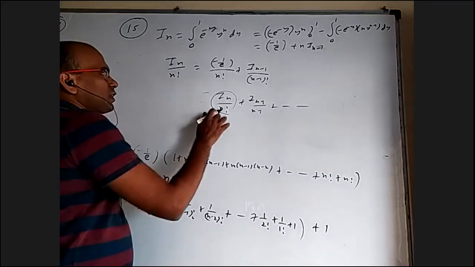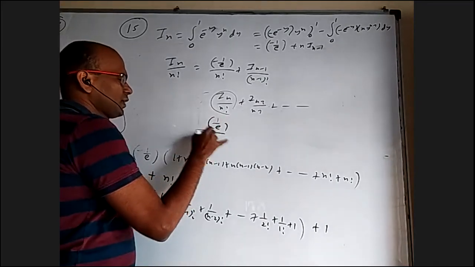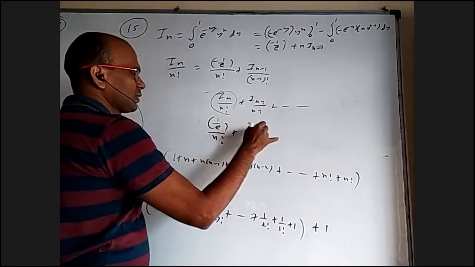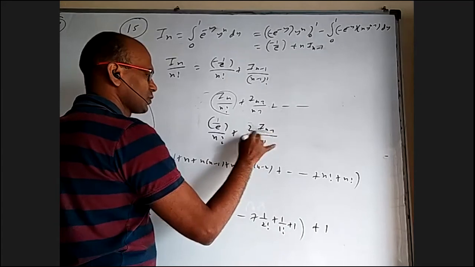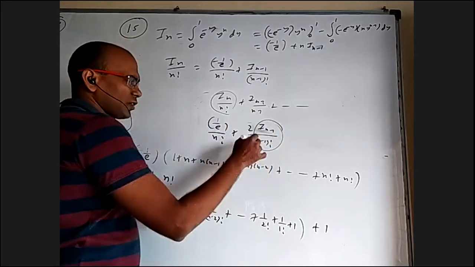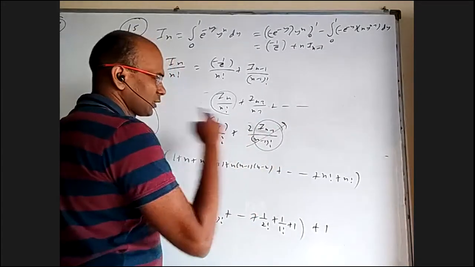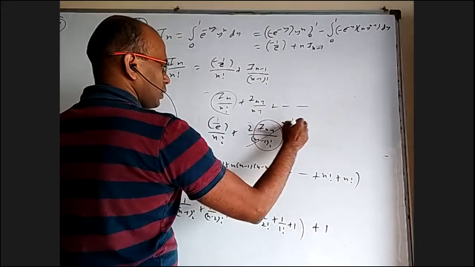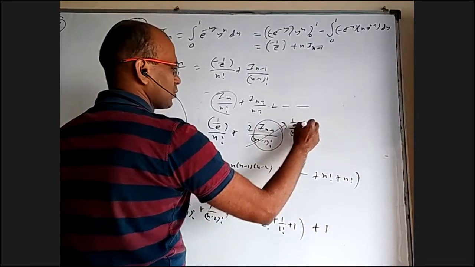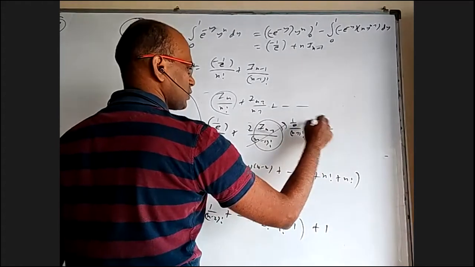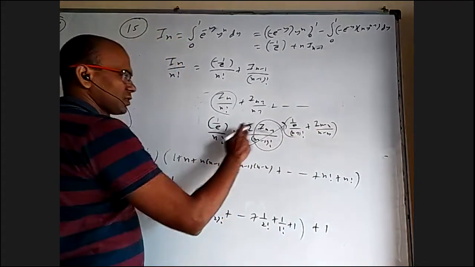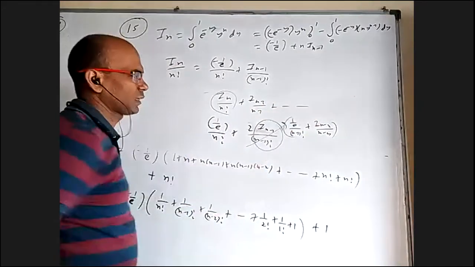So let me just try. If I write this as 1 by e by n factorial, plus this and this together is 2 times I n minus 1 by n minus 1 factorial. For that, if I use the reduction formula, I'm going to get 1 by e by n minus 1 factorial plus I n minus 2 by n minus 2 factorial in the place of this. So 2 plus 1, 3 will come.